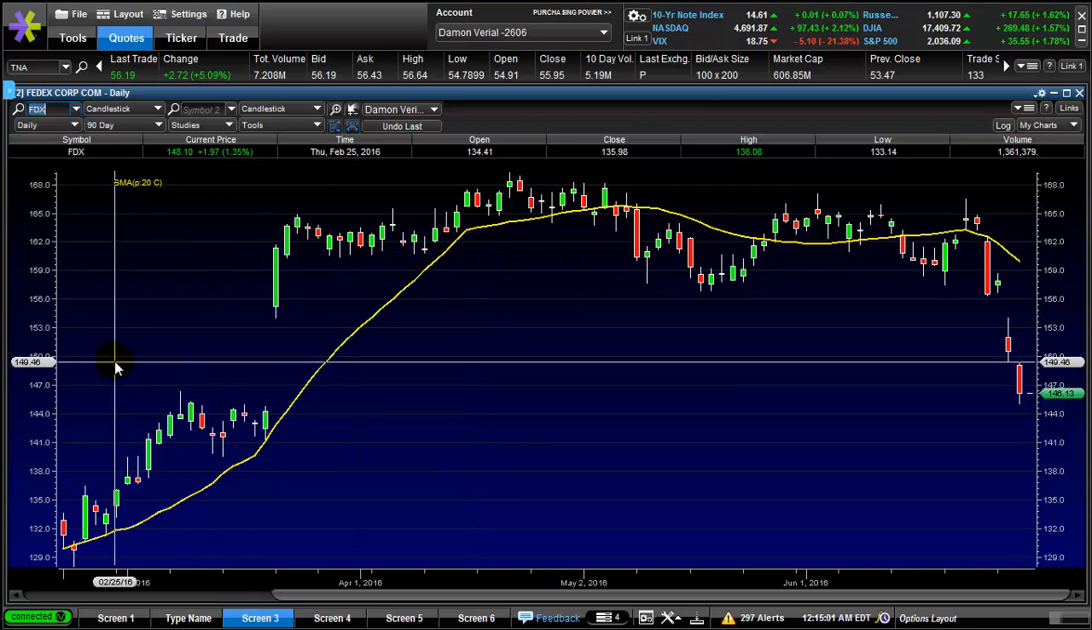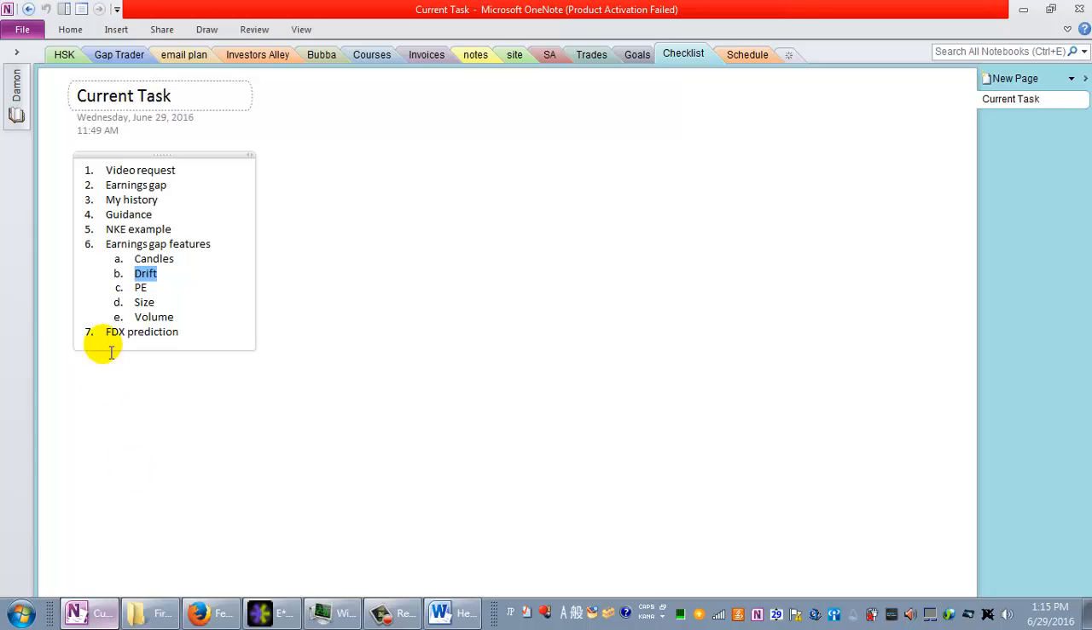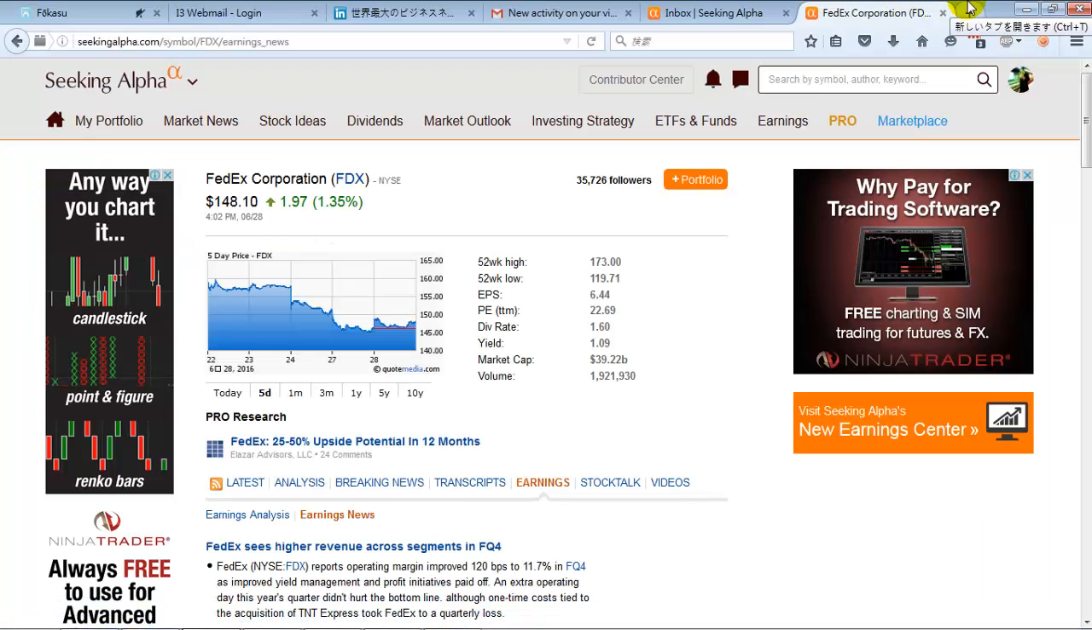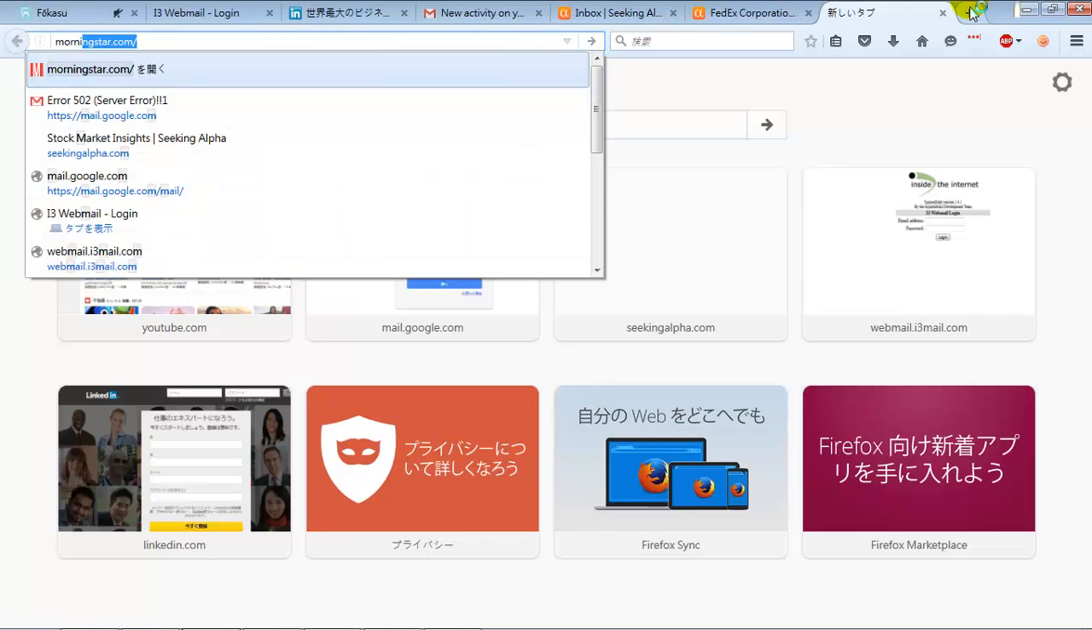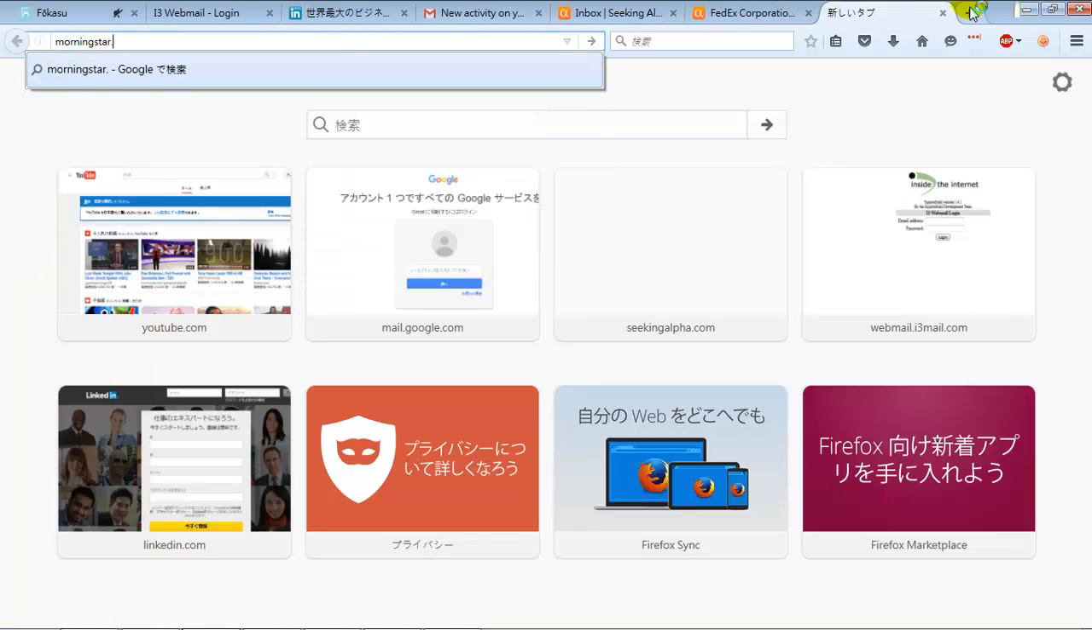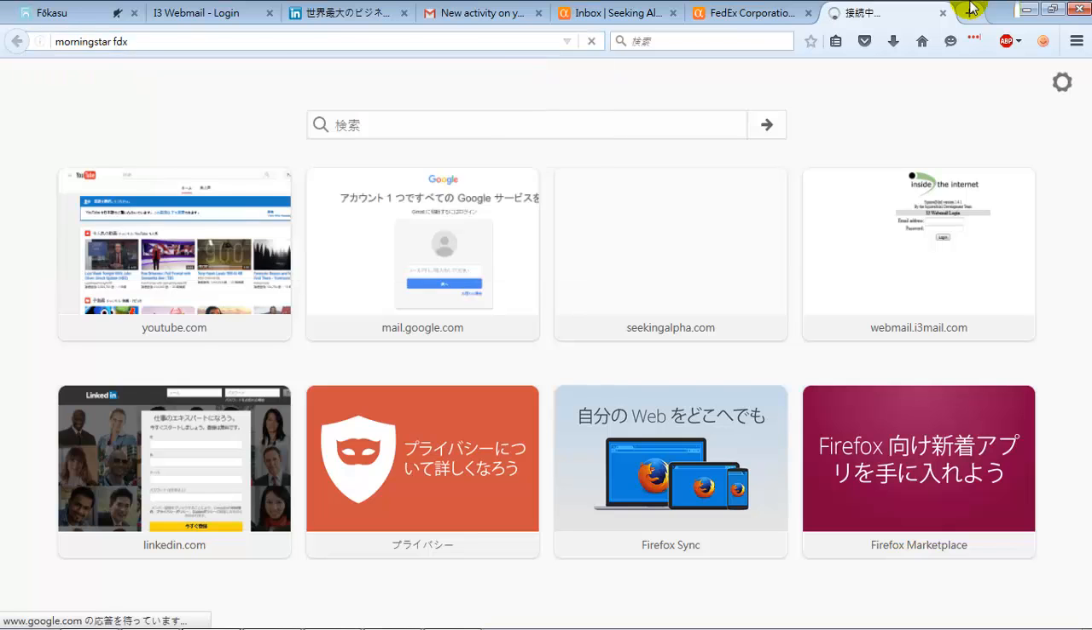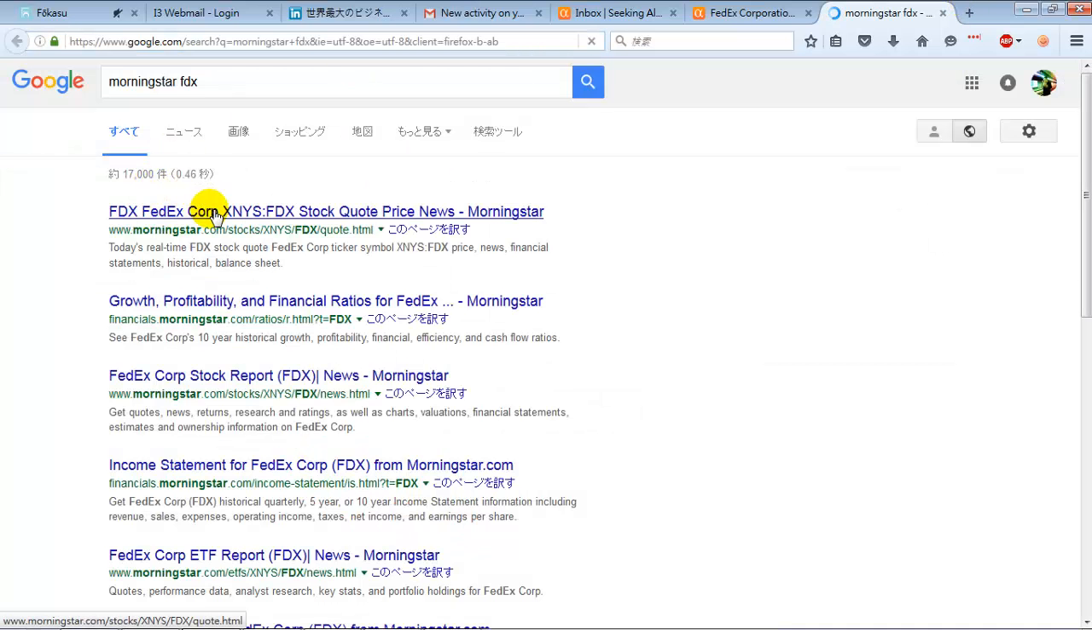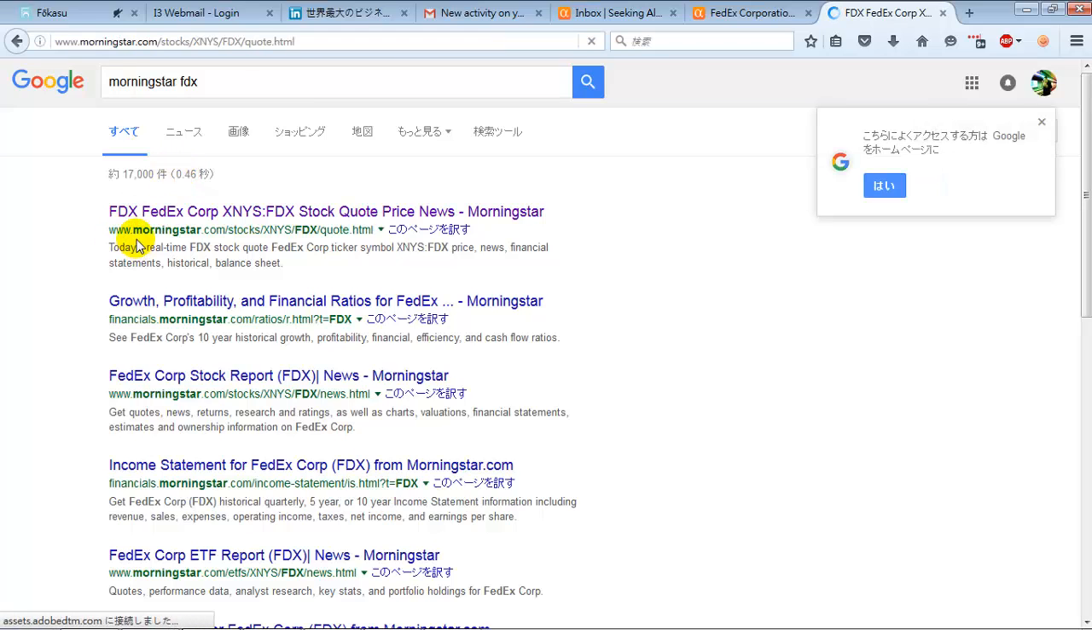Indicator 3, price to earnings ratio. What you need to do is look at the price to earnings ratio of the company and compare it to the industry. The best place to do this is Morningstar. So morningstar.com, just type in Morningstar and then your ticker. Click on the link. Wait, because Morningstar is a super slow site.